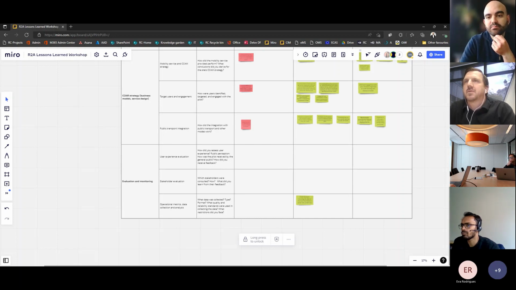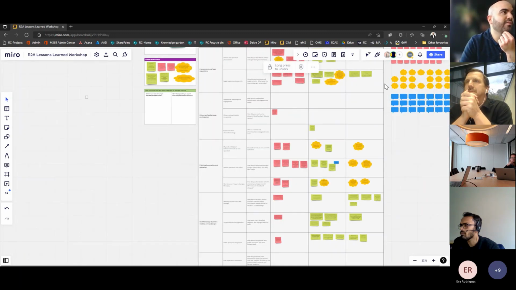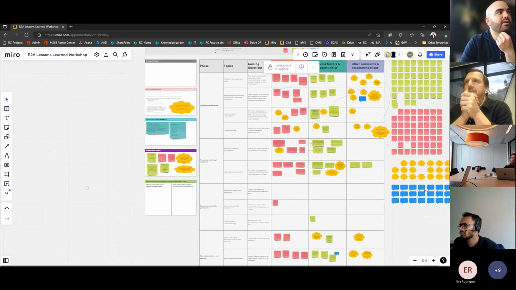I was going to say, feel free to add things to the mural board throughout the workshop. Absolutely. There's the blue icon, the key at the top, which can also be used to ask questions that we want to discuss in the workshop, so you can do it at any time and we can come back.